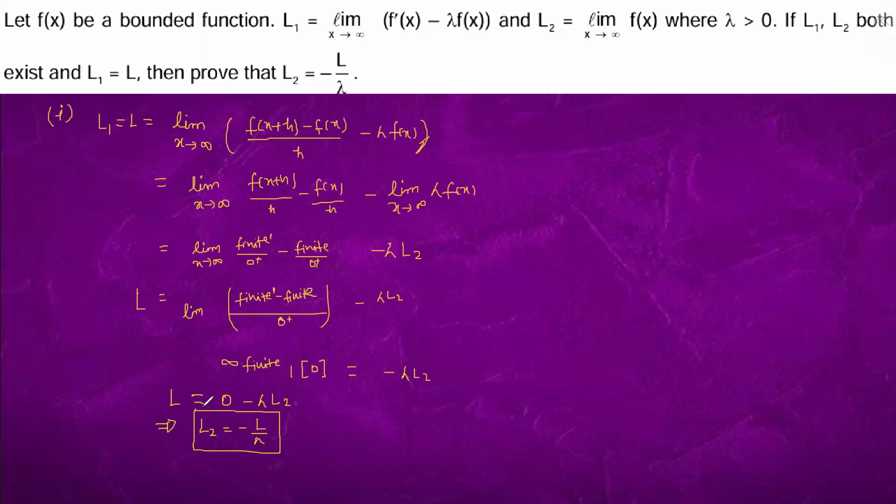So the concept for this question is that f of x is a finite value. So finite upon 0 will become infinite, and finite upon 0 will become infinite. That means that infinite minus that infinite should be equal to 0. That means f(x plus h) minus f(x) should be equal to 0. From here we get that f(x plus h) should be equal to f(x). Then only this L is going to be finite. So from here we got this. So this is the proof.